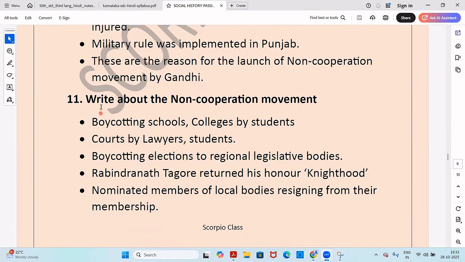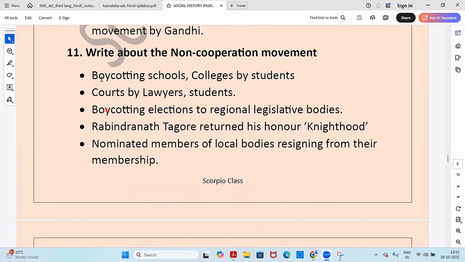Now write about the non-cooperation movement. So again, let us see the points. First is boycotting of schools and colleges by students and courts by lawyers.